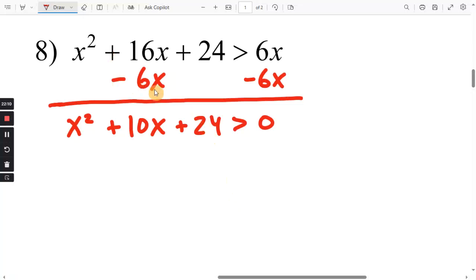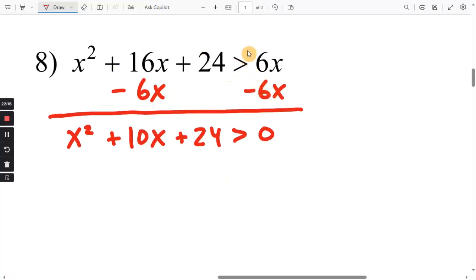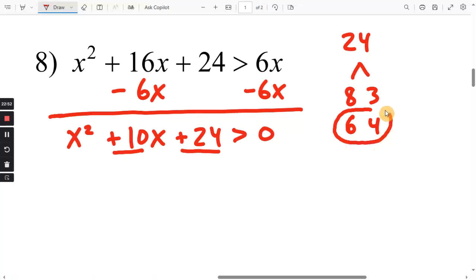By the way, you can do anything to either side that you could if this were an equal sign. Only thing is, if you multiply or divide both sides by a negative, then you would have to change the direction of the sign. Okay, but I don't think you're going to have to do that here. Anyhow, x squared, there's no coefficient. So we just want two numbers, find the factors of positive 24, and we can stop when we have a pair that adds to positive 10. All right, so for 24, you can do 8 times 3, but that adds to 11. You can do 6 times 4, and that adds to 10. So we're going to use the 6 and the 4.